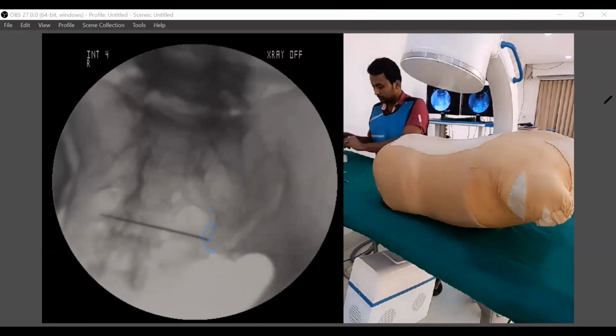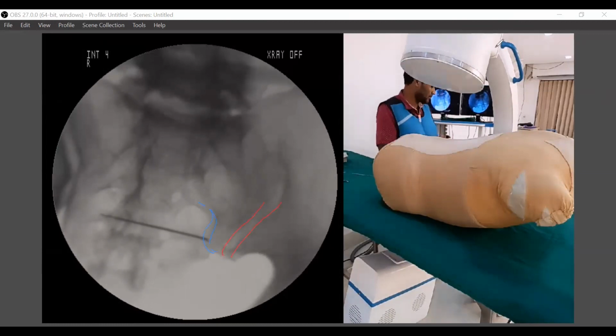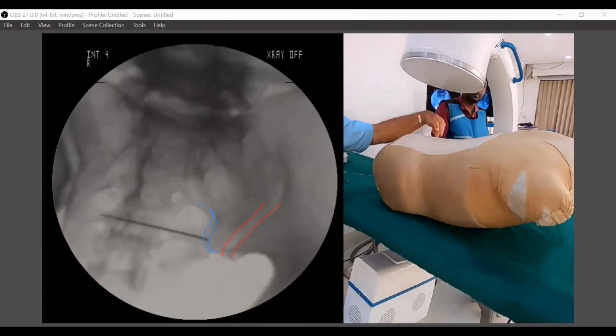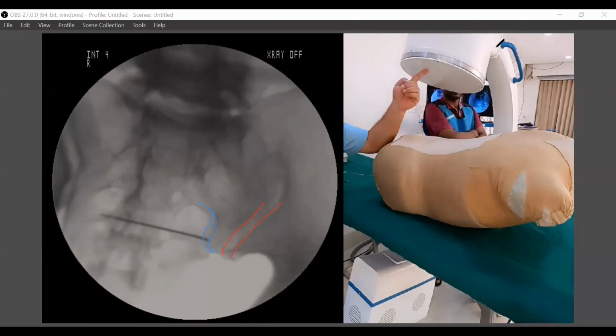So this is one joint line Dr. Devjyoti has drawn. This is the posterior joint line, and this in red is the anterior joint line. And when we made contralateral oblique, I am going into the right side, but my X-ray is turned to the left side. Okay, so then both the joint lines became one above another.